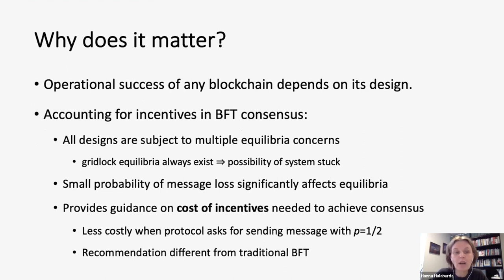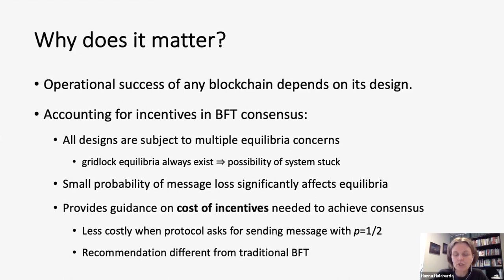So, to sum up, why does it all matter? Well, first of all, operational success of any blockchain depends on its design. And we are contributing here to explaining what are the important elements of the design. And especially for blockchains that are using Byzantine fault tolerant consensus protocols, we show that accounting for incentives is very important in blockchains and was not important in traditional databases. We achieved the gridlock equilibria again, which was not the case in traditional databases. And there are other concerns about multiplicity of equilibria.